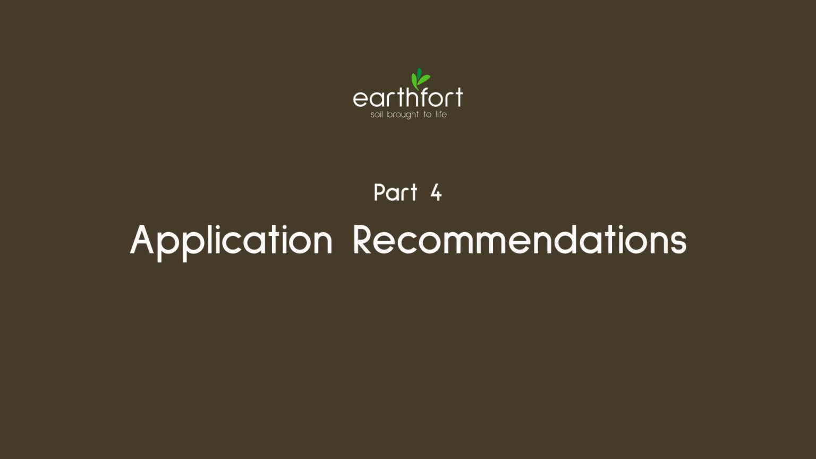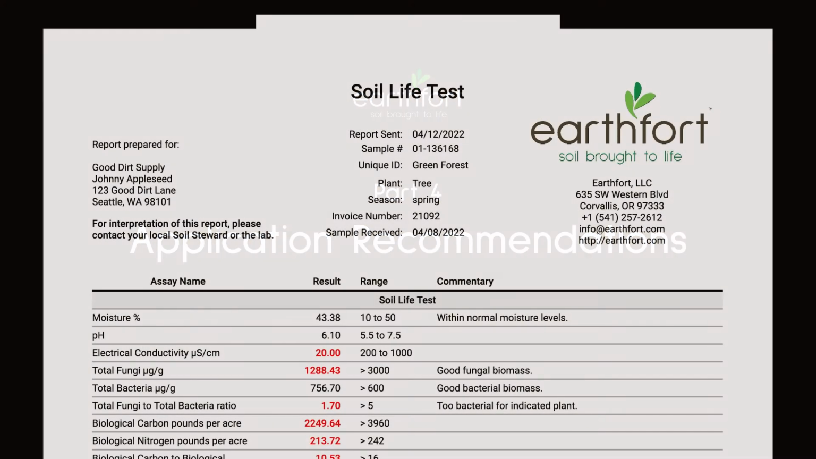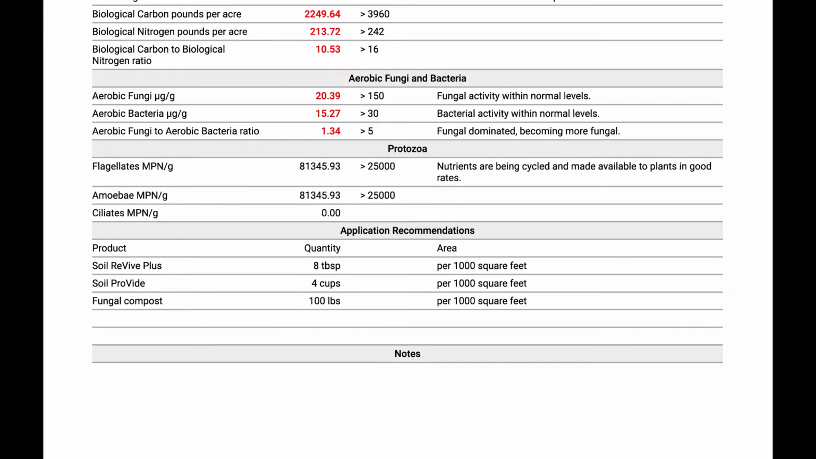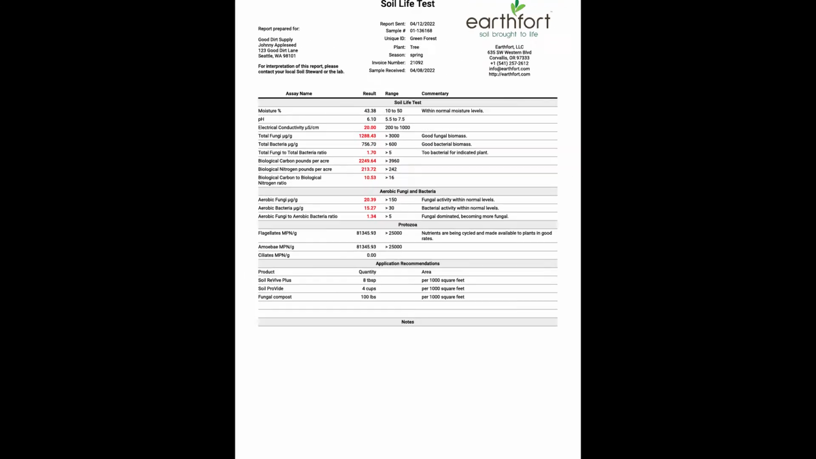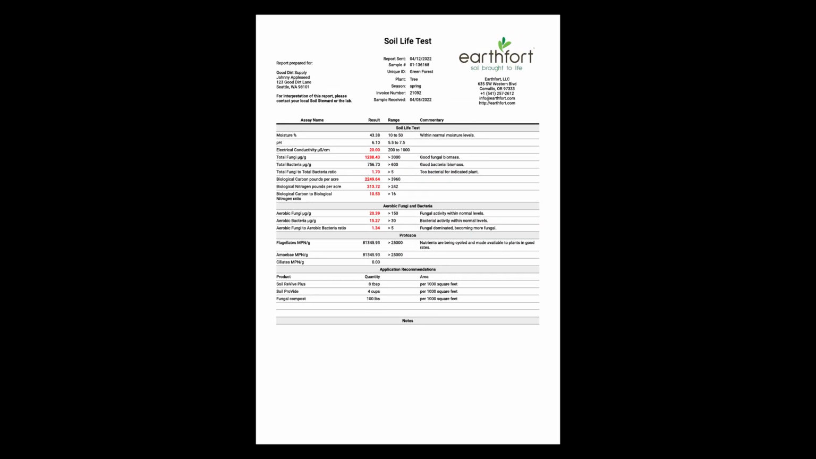Part 4. Application Recommendations. In this section, you will find the soil amendments, products, and composts that we recommend applying to your soils to improve them. You will also find a rate of application recommended under the quantity and area columns to the right side of the page. This section of recommended products can be written specific to your circumstances and tailored to suit your goals and resources.